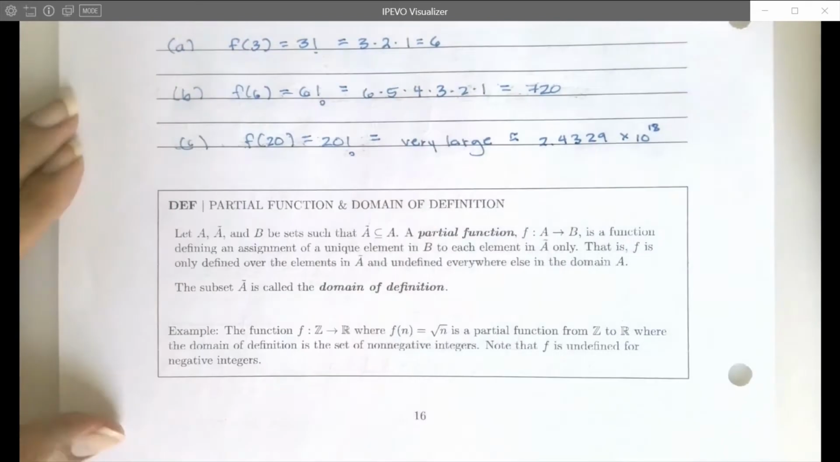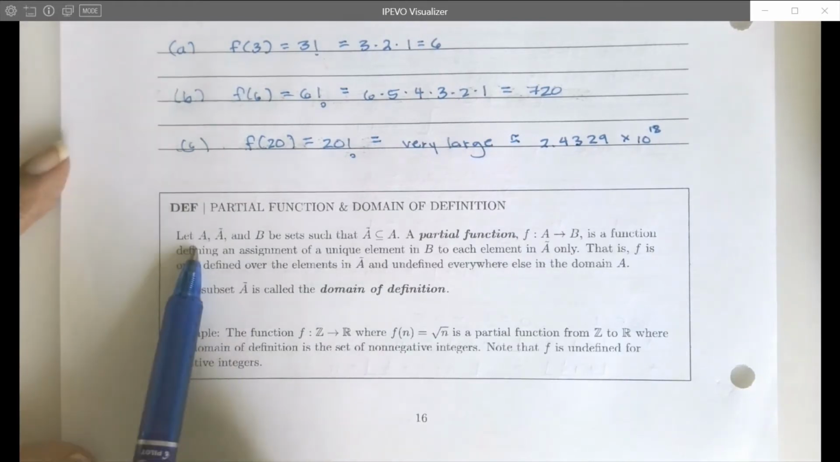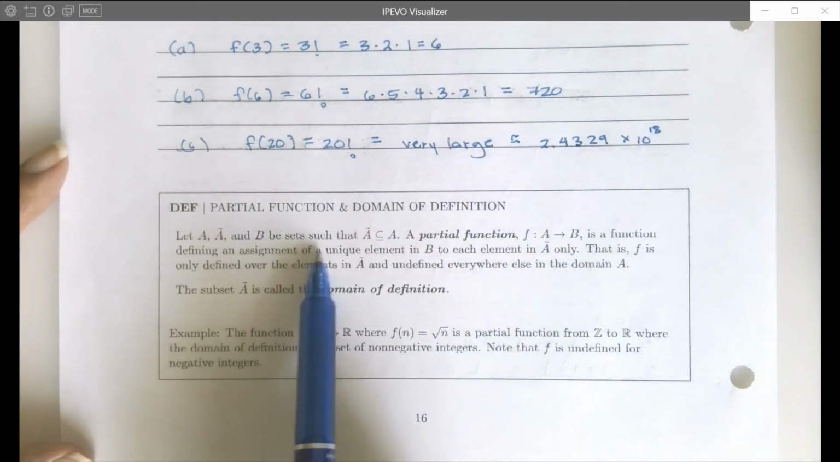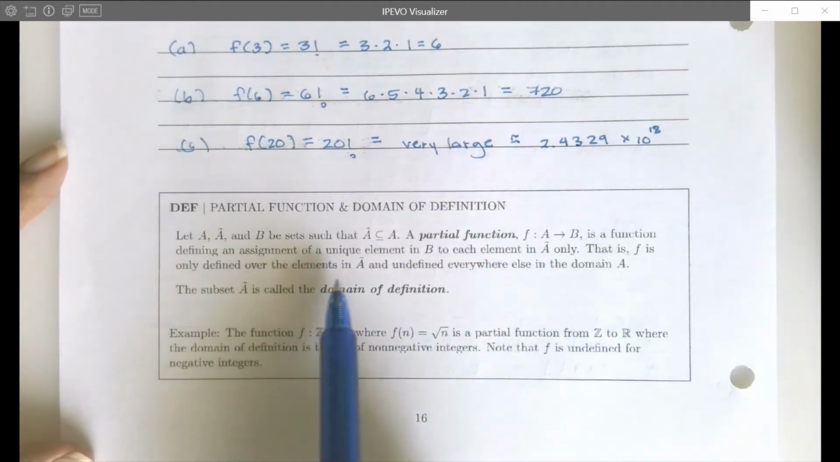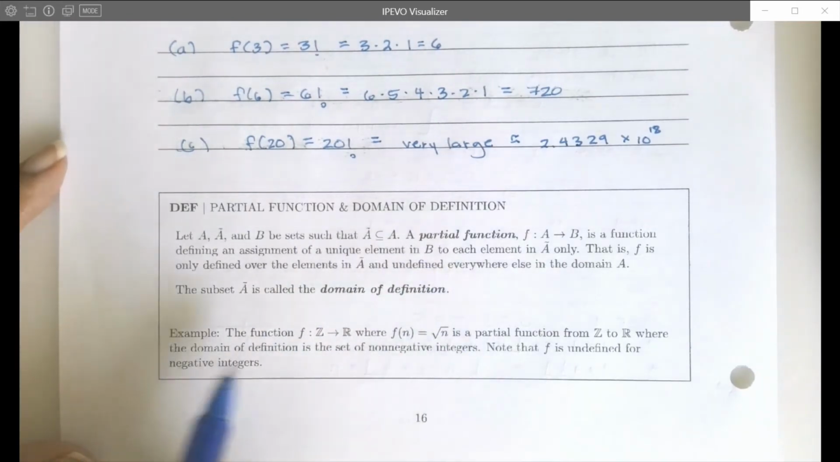Alright, and one last definition in this set of lecture notes is that of a partial function and domain of definition. So we're going to let A tilde and B be sets such that A tilde is a subset of A. We say that a partial function that maps from A to B is a function defining an assignment of a unique element in B to every element in A tilde only. That is, f is only defined over the elements in A tilde and undefined everywhere else in the domain of A. And then A tilde would be called the domain of definition.